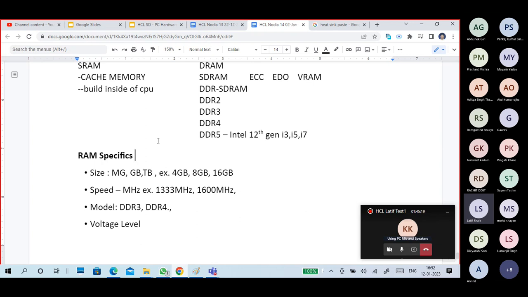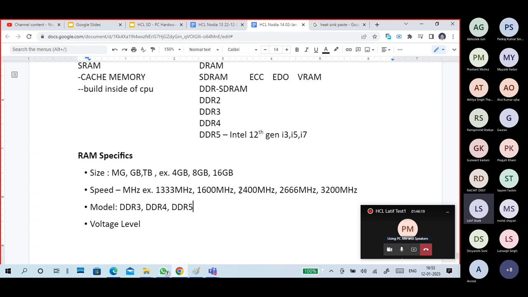Every RAM has a specific clock speed, guys. That is usually shown in megahertz: 1333, 1600 megahertz, 2400 megahertz. Last time I purchased a DDR4 RAM, that was 2400, 2666, 3200 megahertz. If you see any of these numbers, you can understand it is a specification. DDR3 RAM is there, DDR4 RAM is there, DDR5 RAM has also come into the market. Sir, mine has 3200 megahertz.